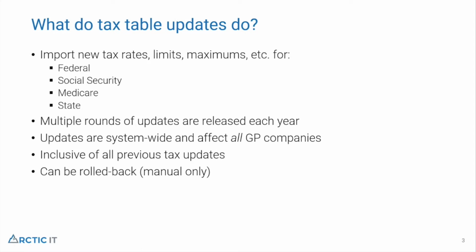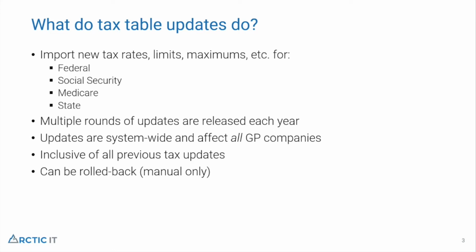So what do the tax table updates do? Well, basically, they download the most recent tax rates, limits, and maximums for federal, Social Security, Medicare, and state taxes. There are multiple rounds of updates that are released each year, and the number of updates varies per year. Updates are system-wide and affect all GP companies, so it doesn't matter if you are logged in and applying the updates in the Fabrikam test company, it will update all GP companies for that instance of GP.